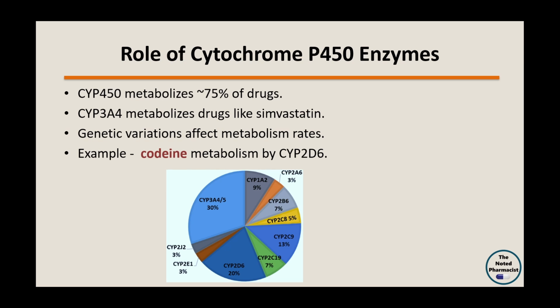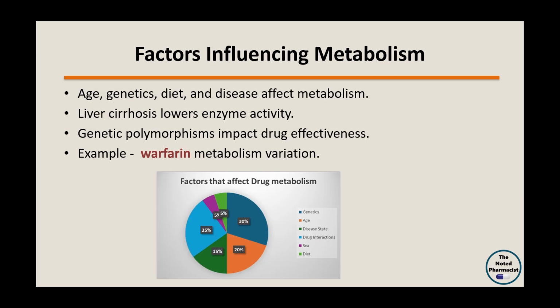Several factors influence drug metabolism, including age, genetics, diet, sex, disease state, and drug interactions. Genetics and drug interactions are the major factors as shown in the diagram below. Patients with liver cirrhosis exhibit reduced hepatic enzyme activity, affecting drug clearance rates, as seen with drugs like warfarin. Genetic polymorphisms also play a role. Individuals with CYP2D6 deficiency metabolize codeine poorly, impacting its efficacy.